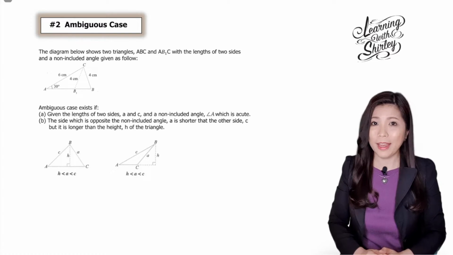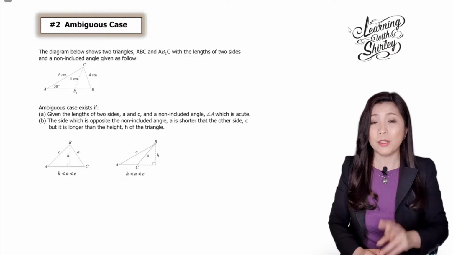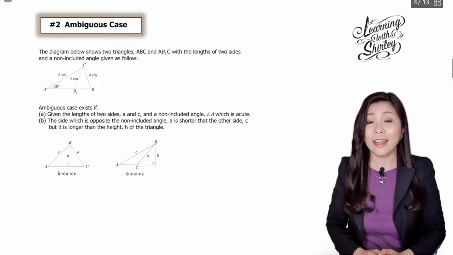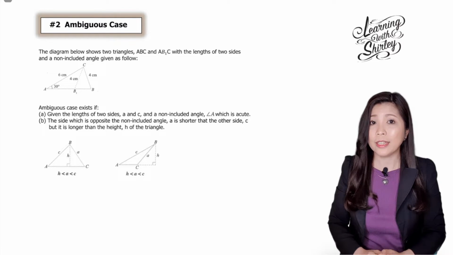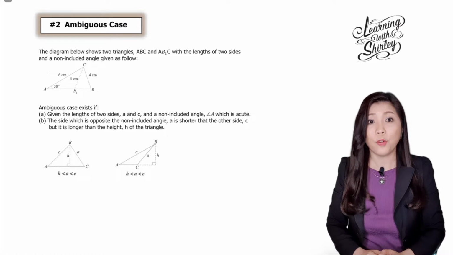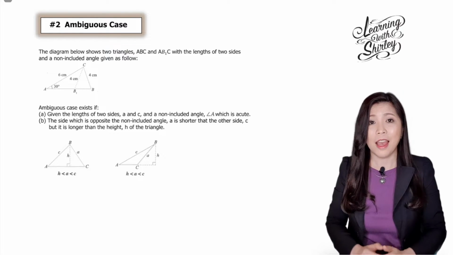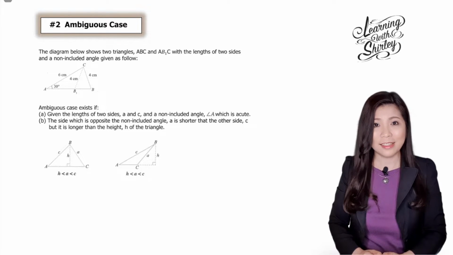What is an ambiguous case? Ambiguous case means that there might be two possible triangles. Let's look at this diagram. The diagram below shows two triangles, ABC and AB1C, with the lengths of two sides and a non-included angle given as follows. So for this, we have ABC and also AB1C.